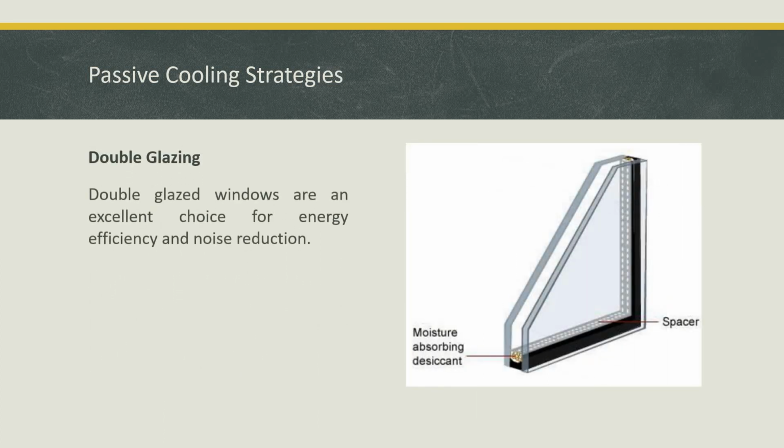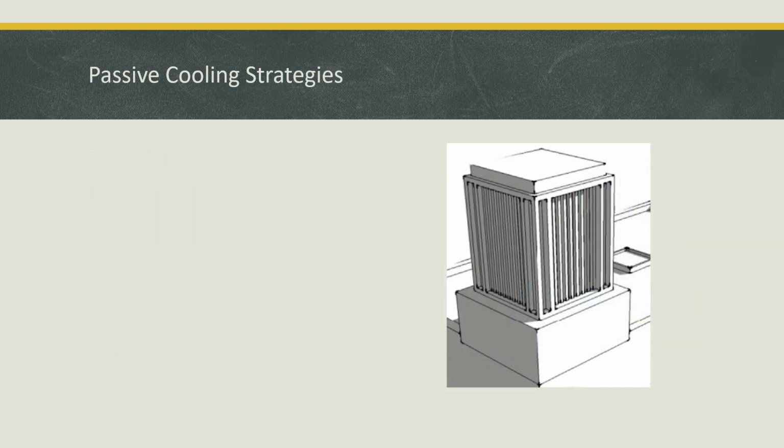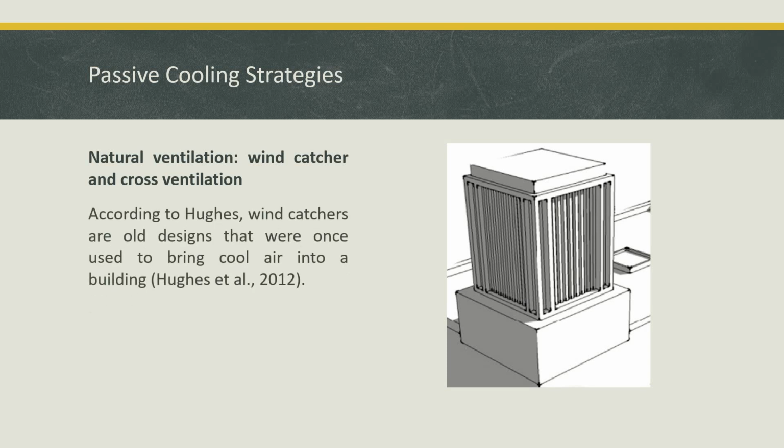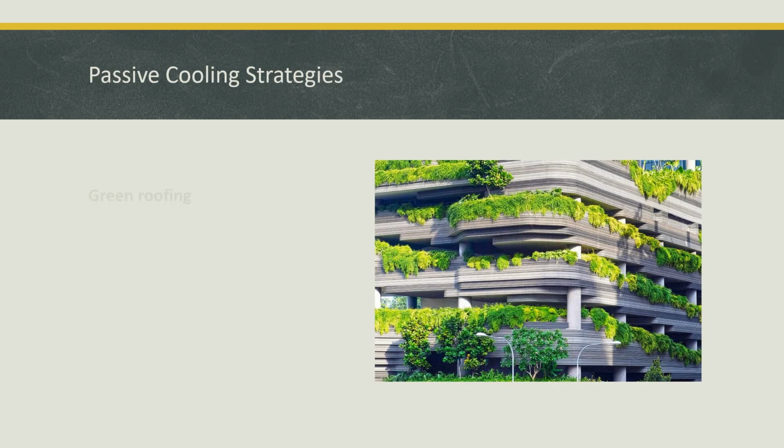Double glazing. Double glazed windows are an excellent choice for energy efficiency and noise reduction. The air gap between the two panes serves as an additional layer of insulation. This increased thermal resistance reduces heat loss in the winter and keeps your home at a more comfortable temperature. Natural ventilation, wind catcher, and cross ventilation. Wind catchers are old designs that were once used to bring cool air into a building. Natural ventilation is an effective way to save energy while maintaining a healthy indoor environment.